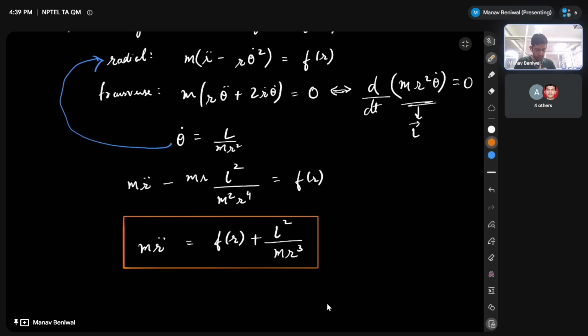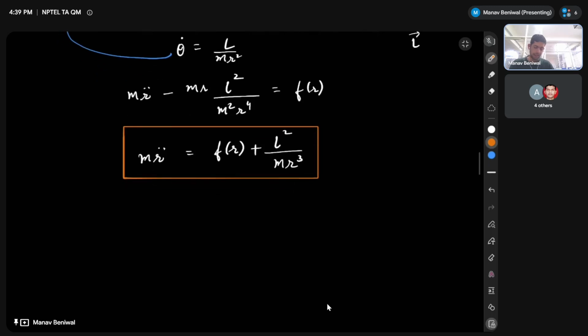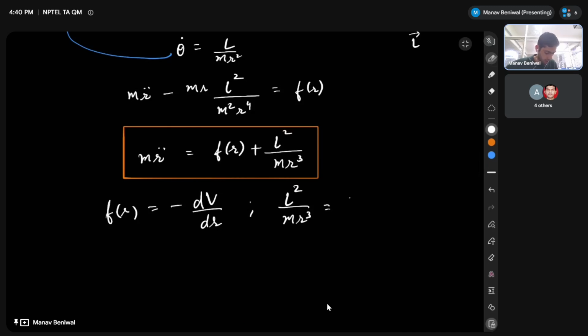So what I was saying is, using conservation of angular momentum, I have now reduced it to just a one variable problem. And in the last class, what we did was, if I can write my F of r as a derivative of a potential V of r, and I can write L squared over m r cubed as minus the derivative of L squared over 2 m r squared.